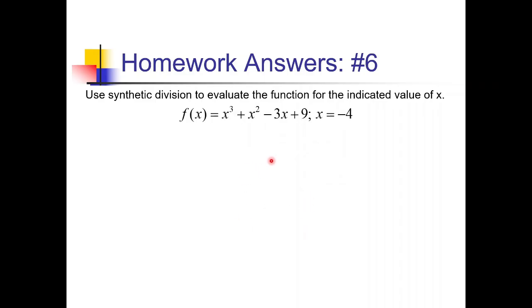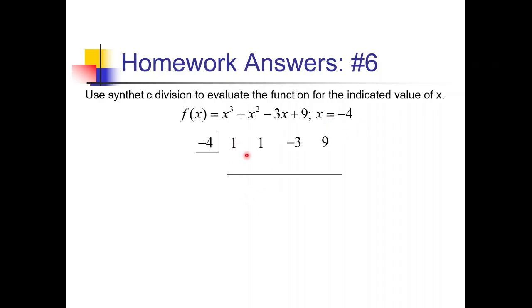On this problem, to evaluate this function for x equals -4, one way to do it would be to use synthetic division, as they recommend. So let's do it that way. Let's write down our coefficients first. We've got 1 for the x cubed, 1 for the x², then a -3 and a 9. Our k value that we're plugging in off on the side here is this -4 that x equals.